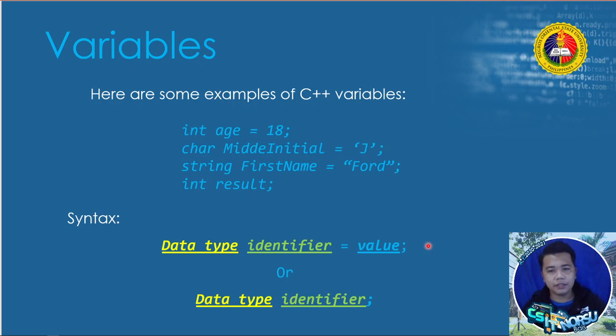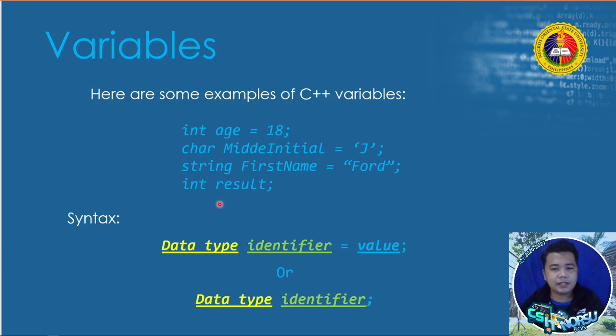Okay, so now that we know when do we use variables, let us learn how to write and use variables. Here are examples of how variables are written in a C++ program. So let's take a look. We have an integer called age, which is equals to 18. A character called middle initial, which is equals to J. A string named first name, which is equals to 4, and then a result or an integer called result.